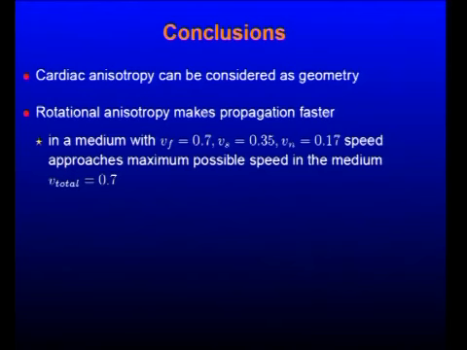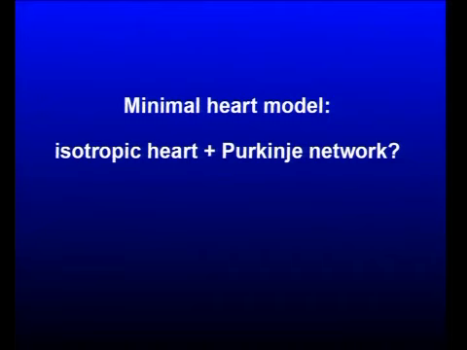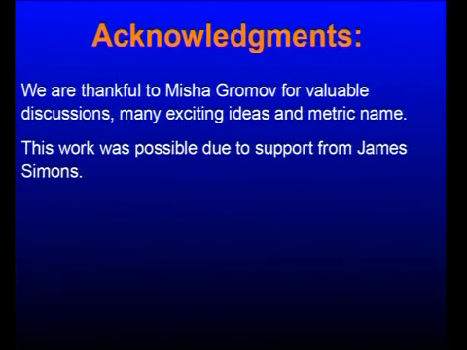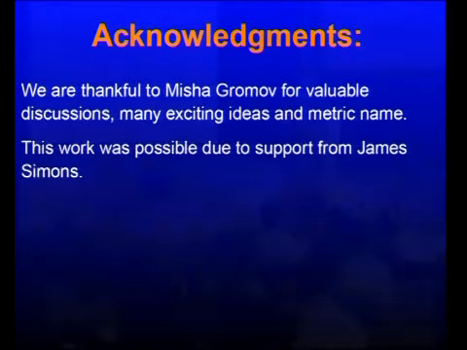But now I just want to make simple conclusions: that cardiac anisotropy can be considered as geometry, and rotational anisotropy makes propagation faster. And what is interesting is that in many cases it indeed goes up to the fastest velocity which is possible here. And finally, maybe one of the initial guesses is that one of the minimal models of the heart may include an isotropic heart with some presentation of the Purkinje network.